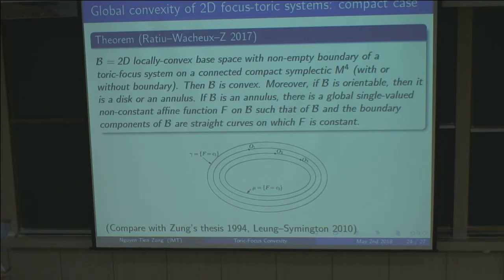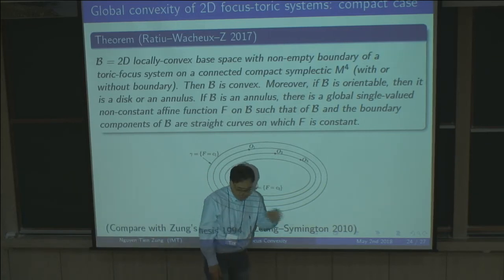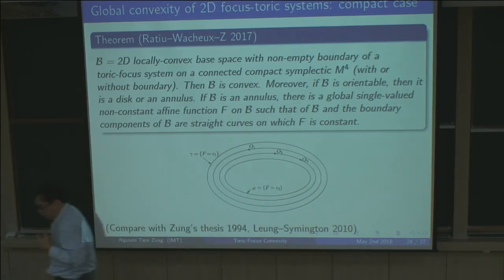So the sphere has no boundary. That's why, if the two-dimensional base space has a non-empty boundary, then it is convex. Then it is an annulus, or a Möbius band, which is a non-convex non-oriented case. And the fact that it is universal, the proof was written in Leung and Symington, without talking about the convexity.